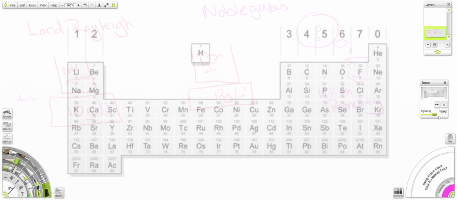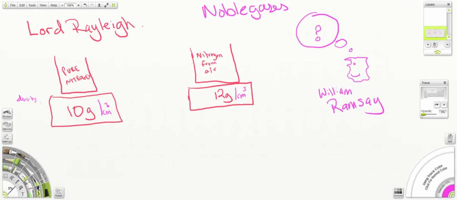Now all of group 8 have a full outer electron shell. So because they have a full outer electron shell, they will not react with anything. Because they are so unreactive, it was quite difficult to detect them in the first place. And this is where we have our first geezer. Our first geezer is this guy, Lord Rayleigh.